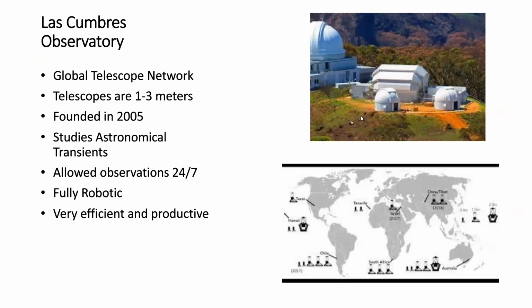The Las Cumbres Observatory. The Las Cumbres Observatory is a global network of telescopes that are 1 to 3 meters in size. It was founded in 2005, and it is made to study astronomical transients. They are fully robotic, which allows them to make observations every night, and they are very efficient and productive.